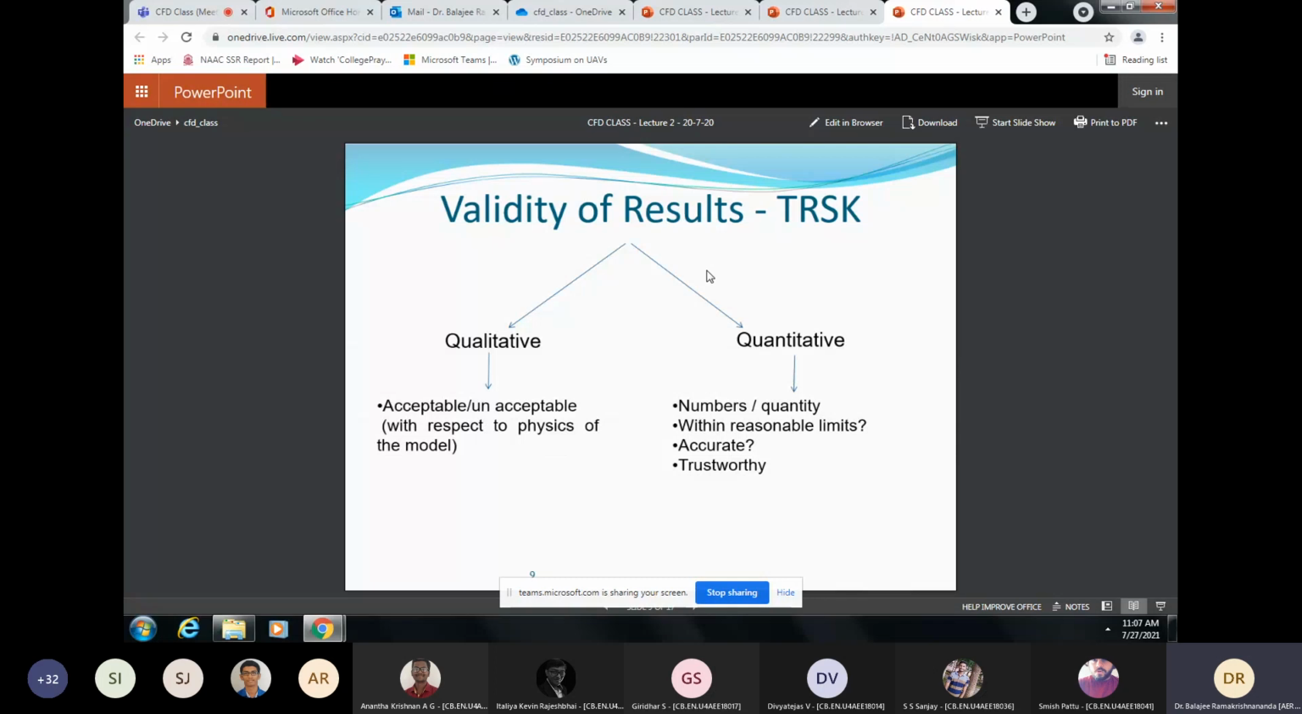The very important aspect of CFD is validation. That is, you have to validate your results. How do you make people trust that your results are good? Our results are trustworthy. They are believable. This is how we do it.